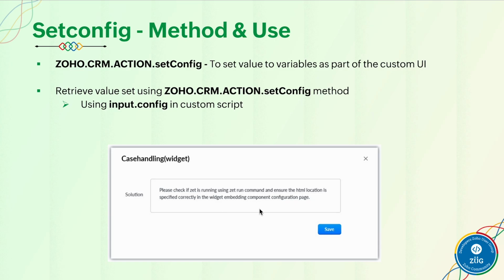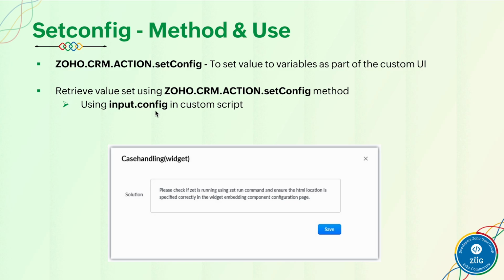Based on the value that's provided by the end user only, the script will be triggered to get a personalized outcome. So this value provided by the end user will have to be saved in the UI so that it can later be retrieved as part of your custom script to perform an action. Saving any value provided by the end user in the UI has to be handled using this action.setConfig method. So in your widget, you'll be using this method to save the values provided by the end user to variables.